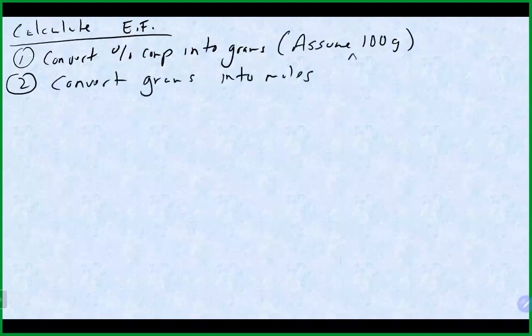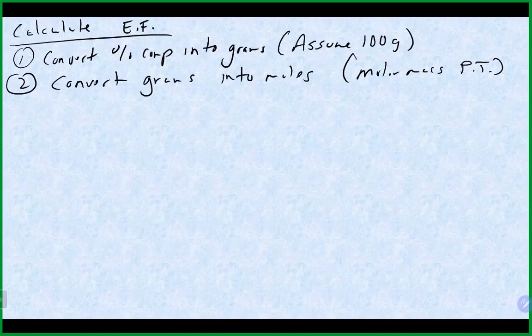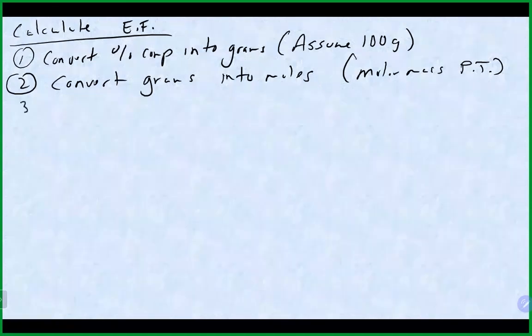And as we've been talking about, it is the molar mass from the periodic table that we use to do that. So we're going to use the molar mass from the periodic table as a conversion factor to convert grams into moles. Now, once you do this, you will have the moles of all the elements that are there. And what you then want to do is divide all the moles by the smallest number of moles.